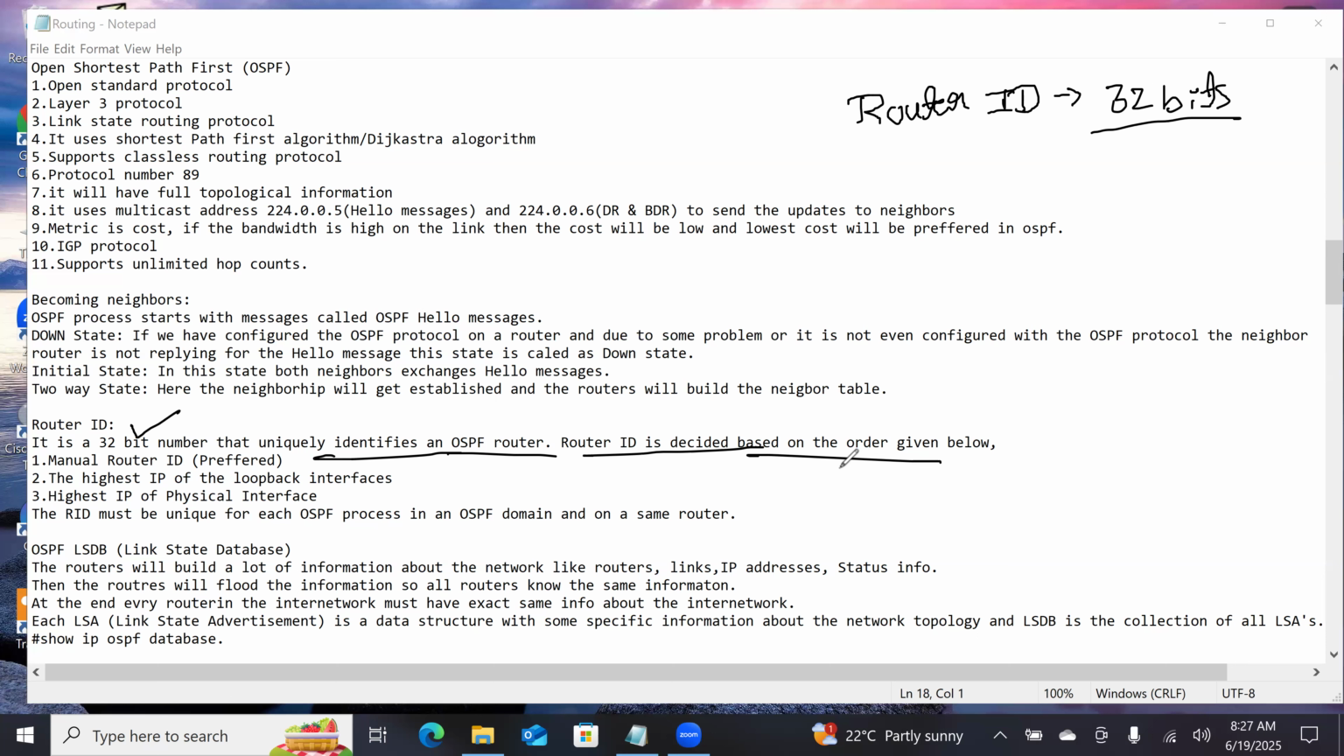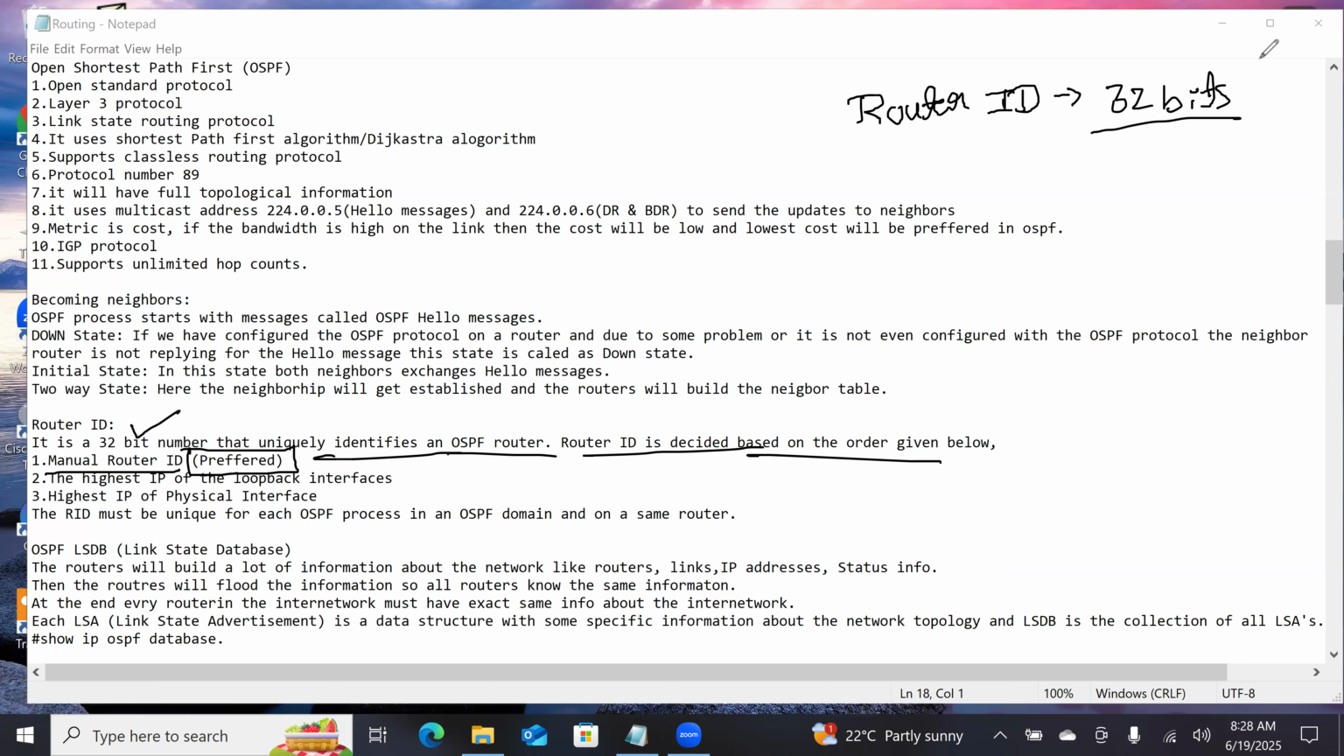How can we decide which IP address becomes the router ID? Router ID is nothing but the representative name of that router in the whole OSPF topology. Understood? The first preference is the manual router ID, which is highly preferred. Manual router ID means that the network administrator can give any ID they want, any IP address within the range 0 to 255, and that will become the router ID.